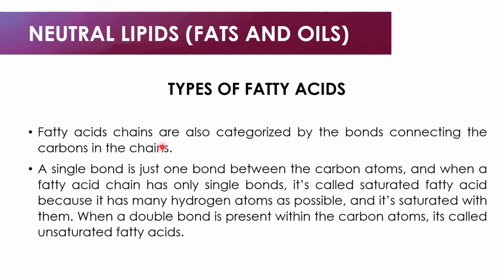Fatty acid chains are also categorized by the bonds connecting the carbon in the chains. A single bond is just one bond between the carbon atoms. And what you have to notice is that when a fatty acid chain has only single bonds, it's called saturated fatty acid because it has as many hydrogen atoms as possible and it's saturated with them. And when a double bond is present within the carbon atoms, it's called unsaturated fatty acids.